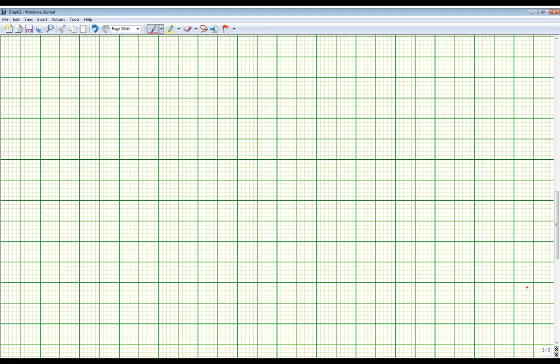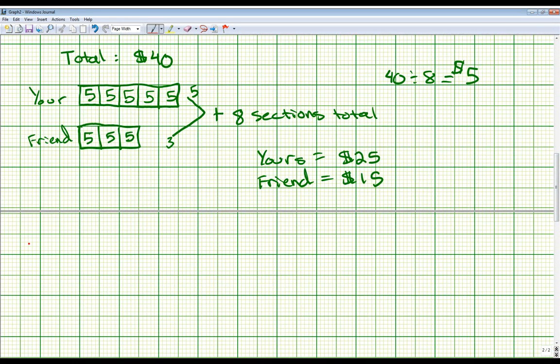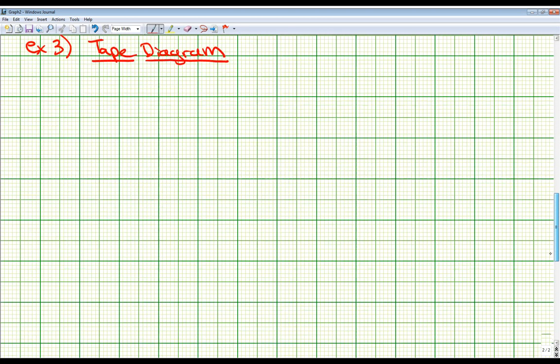Okay, so we're going to move on to example 3, which also is going to be using a tape diagram. I'm going to do this one again so that we can really understand what a tape diagram does for us. So we'll title this one again, Tape Diagram, so that in our notes, we know on a test where to look if we're asked to make a tape diagram.